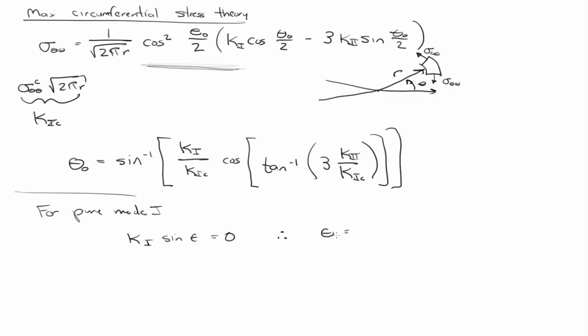For pure mode two, what do you think it'll do? So pure mode two would be pure shear like that. If I have a sample that's got a crack in it and I grab it on each end and I push on one side and pull on the other, which way is the crack going to grow? 45 degrees? That's a good guess. Let's see. If you work it out, you go back to this equation, plug in K1 equal to 0.